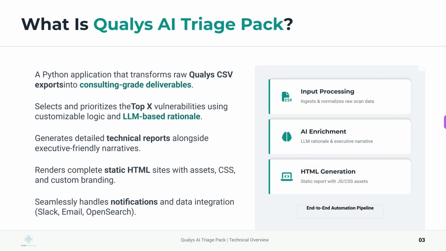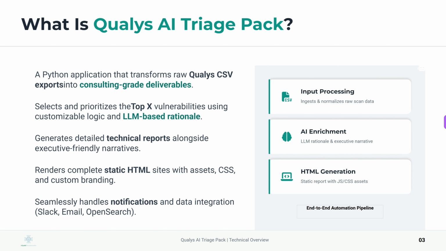The first stage is input processing. Here we ingest the Qualys CSVs, normalize the data, and standardize fields that are usually messy across exports. Things like host identifiers, detection metadata, timestamps, QIDs, CVSS, severity indicators, and any environment-specific tags you include. The goal is to turn spreadsheet chaos into a structured dataset that the pipeline can reliably reason about and reproduce.